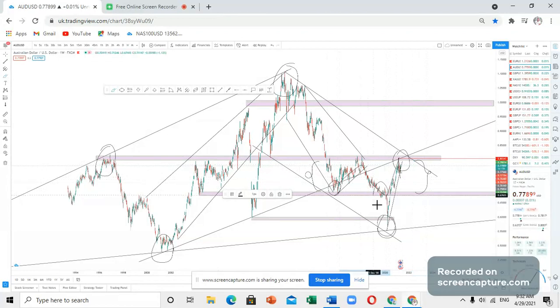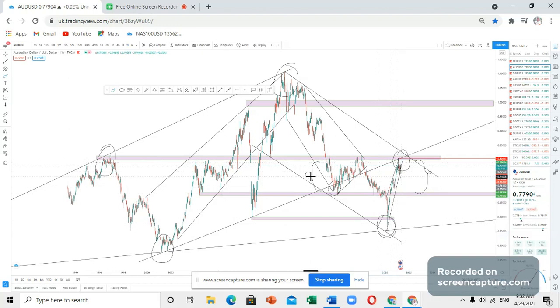This time round, it broke out to the downside, touching the trend line in this position, and then moved to the upside and made a breakout again. It had some small consolidation around this area, and then we had a move to the upside. So I'm expecting a breakout of this position.